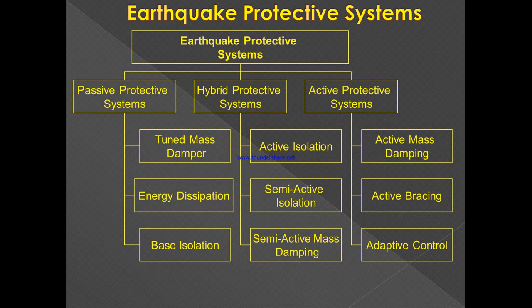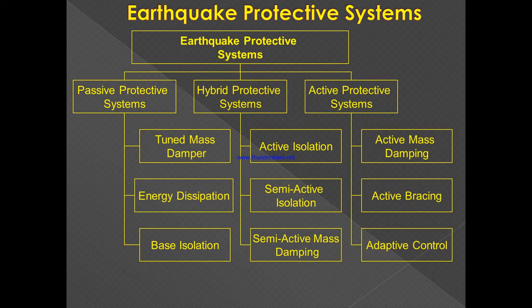Students, today we will see the next interesting topic in earthquake engineering, that is the base isolation of the structure. Basically, if you see the earthquake protective system, it is divided into three major parts. First is passive protective system, second is hybrid system, and third is active protective systems.